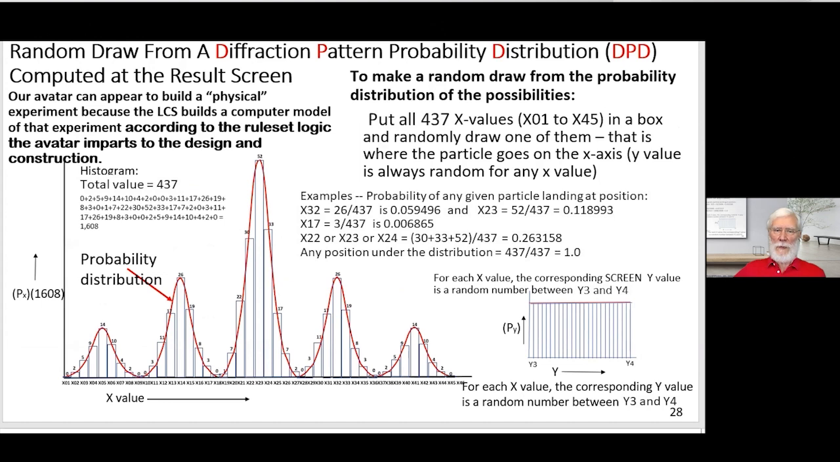When it runs particles through there, this is what it sees. This is what it creates. So here's the 437 particles. Here's the probability distribution that it got. And we're going to tell you a little later why it got this, why this was the distribution that it had to get.